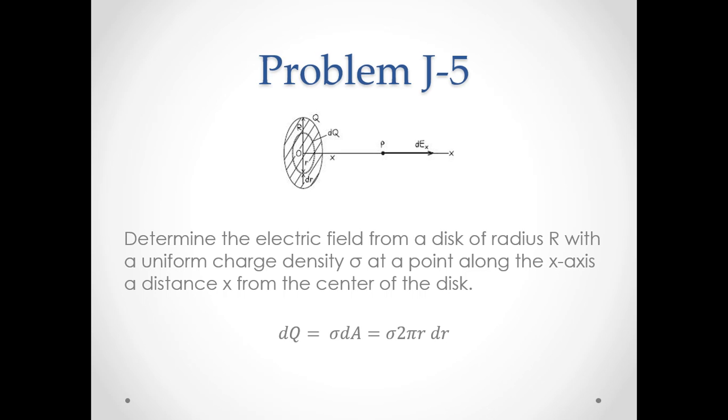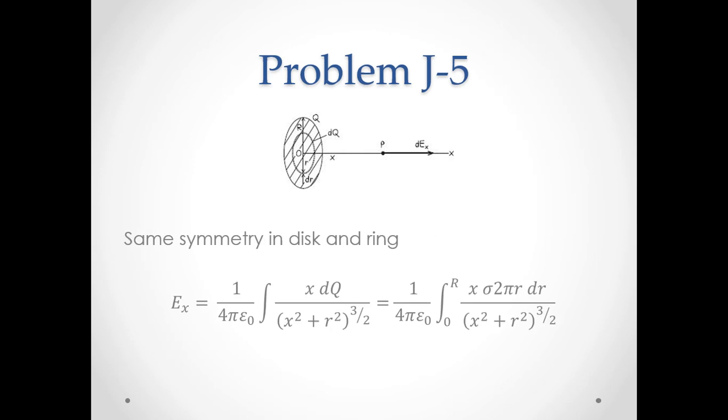So let's do a disk of radius r with a uniform charge density lambda, and we're going to do this for a point x that's on the center of the disk. We're going to use a similar technique to what we used for the ring. dq in this case is going to be lambda times dA, and dA we're going to look at as the area of that little ring, which would be 2 pi r dr, where dr is the thickness of the ring. This is the same symmetry as the ring. We can use the exact same process and get the same integral. And when we get to this point, we just plug in what dq is and put the limits 0 to r.